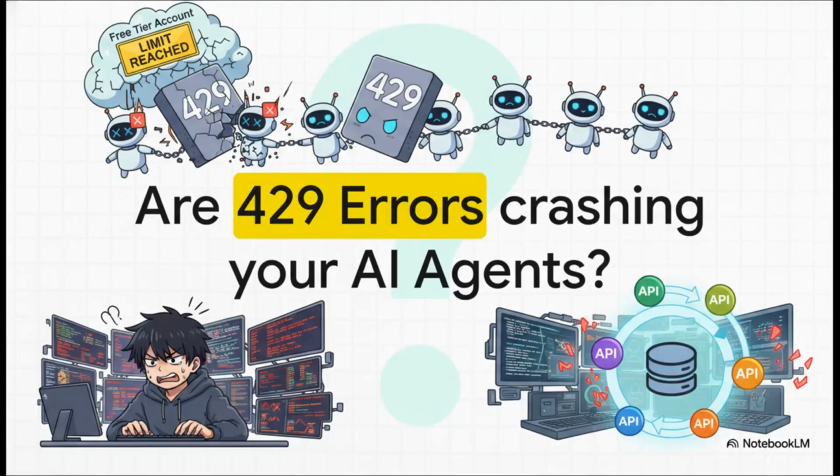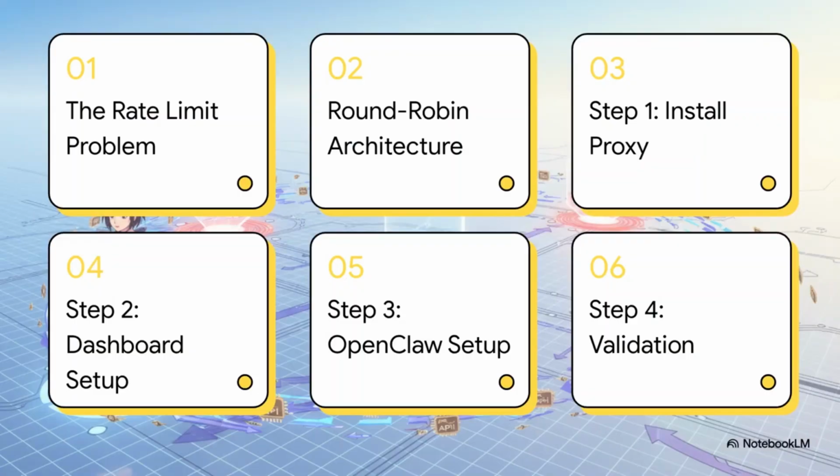I mean, we've all been there, right? You deploy this fantastic, high-volume, automated AI agent workflow. It's humming along beautifully. And then, bam, everything halts, your free tier account or your standard API key hits that dreaded 429, too many requests error, and your entire application just crashes to a complete standstill. It's incredibly frustrating. So here is our game plan for today.